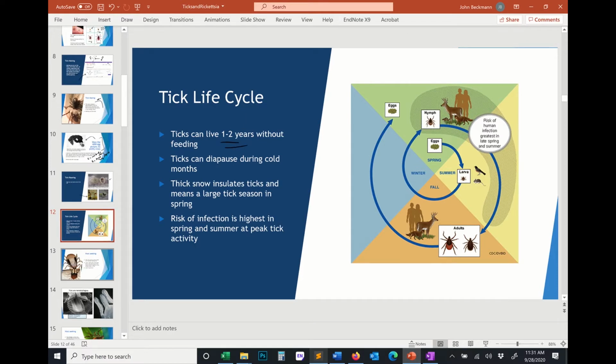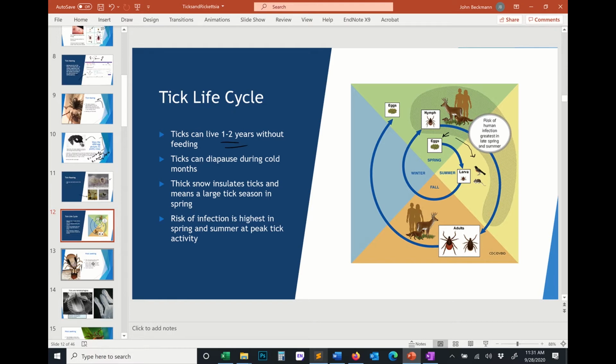The tick is in it for the long haul, 2 years. So the eggs will hatch in the spring. And then it's seasonal. So then the larvae will come out in the summer and they'll find a host. They'll take a blood meal and then they'll just chill out for the fall and the winter. And then they go into a hibernation, like a diapause.